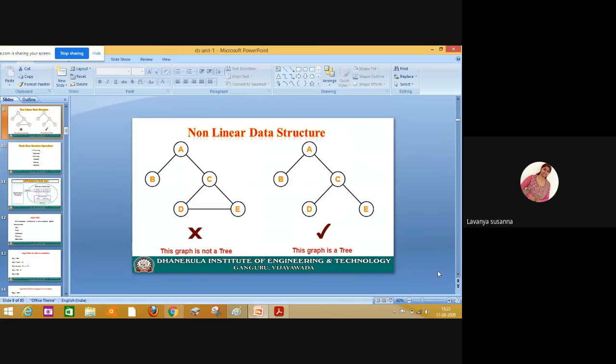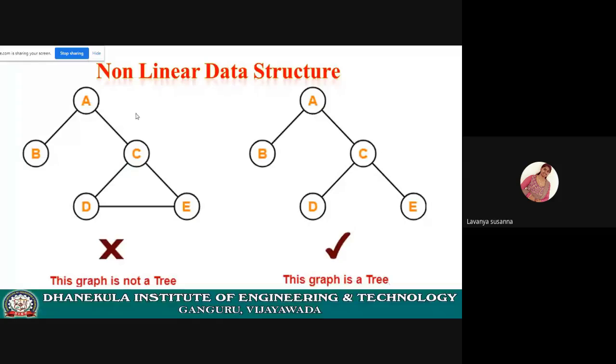See here, non-linear data structure. Non-linear data structure means the data is not arranged in sequential order, but in some random order. See here examples of graph and trees. This is called a graph, the left side one. In a graph, this data A, B, C, D are called vertices, and these vertices are connected using some edges. These links are called edges.